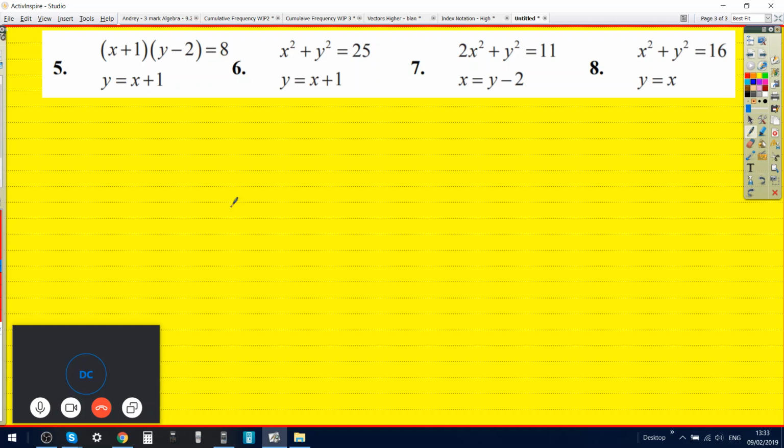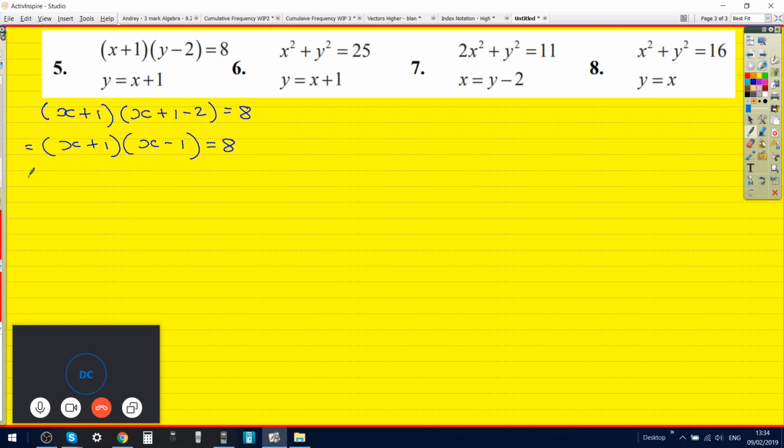Okay, so it's x plus 1 bracket x plus 1 minus 2 close bracket equals 8, which is equal to x plus 1 close bracket x minus 1. So x plus 1 times x minus 1 is equal to 8.